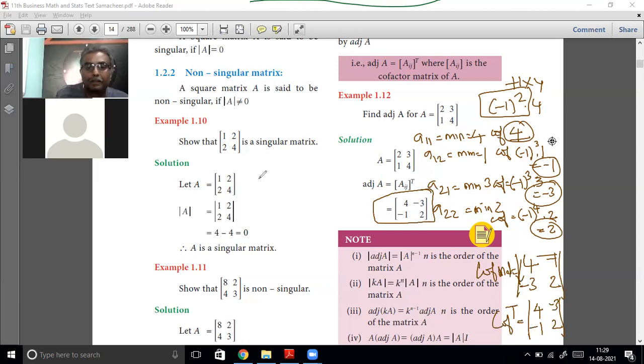After you fill up the cofactor matrix, take the transpose of the cofactor matrix, that is the adjoint matrix. The transpose of the cofactor matrix is the adjoint matrix. So first A, then minors of A, then cofactors of A, then the full cofactor matrix of A, then the transpose of the cofactor matrix, that is equal to adjoint of A.